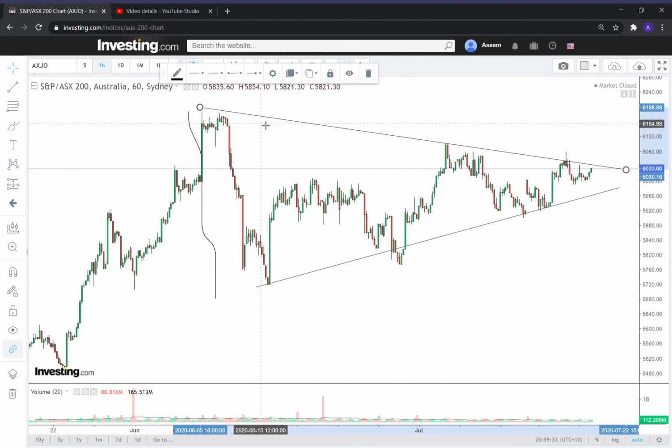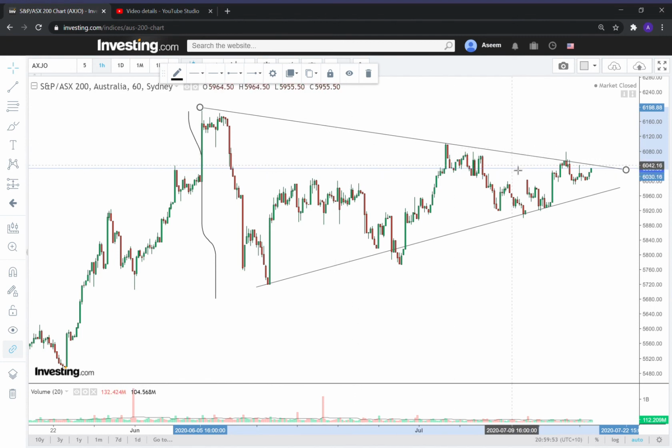And this resistance area happens to have another importance as well, because we have our Fibonacci 61.8% retracement levels in the range of 6150 to 6200 zone. So that's another aspect that we need to look at.